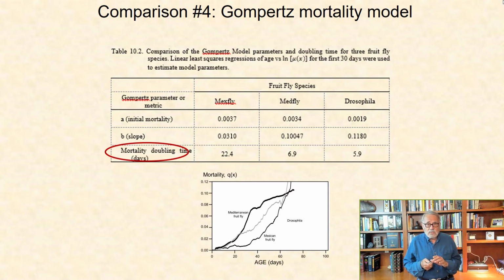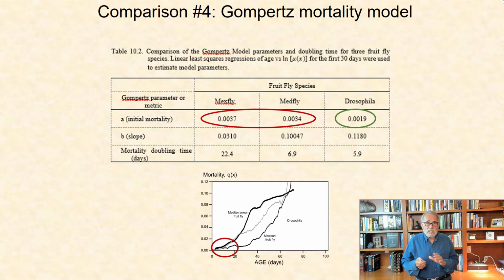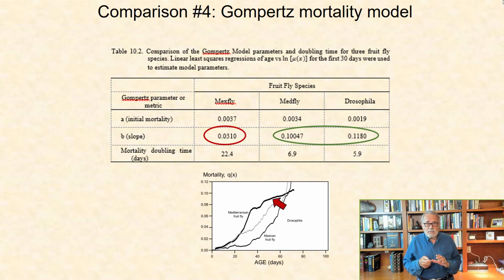Note that the initial mortality rates A for the mexfly and the medfly are virtually identical, whereas initial mortality rate in Drosophila is much lower. The slope parameter B for the mexfly is only about 0.03, whereas the values of this Gompertz parameter for the medfly and Drosophila are 3 to 4 times greater, which is to say mortality is increasing for these species at substantially greater rates with age.